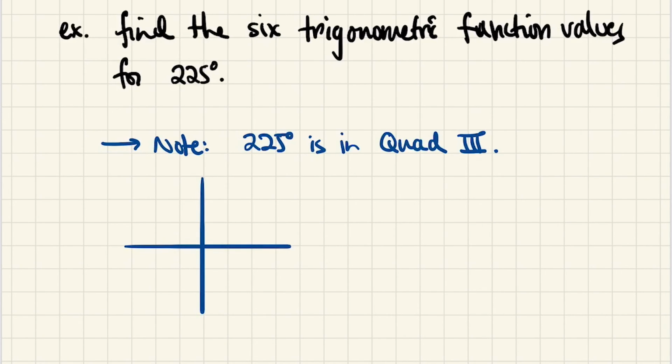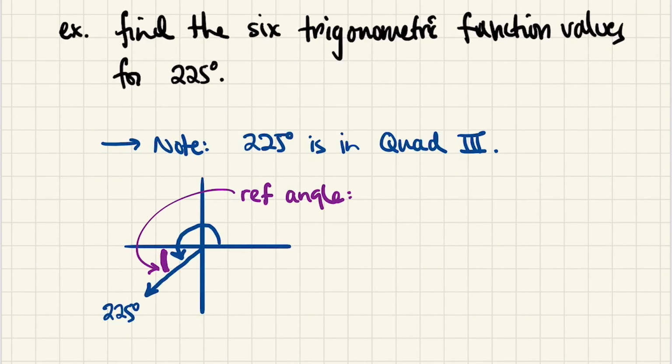So 225 degrees is in the third quadrant. So its reference angle will be this little gap right there between the nearest portion of the x-axis and the terminal side. So the reference angle would be 225 degrees minus 180 degrees, which is 45 degrees. Very good. 45 degrees is one of our special angles.